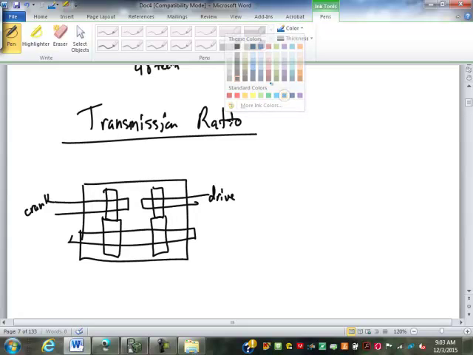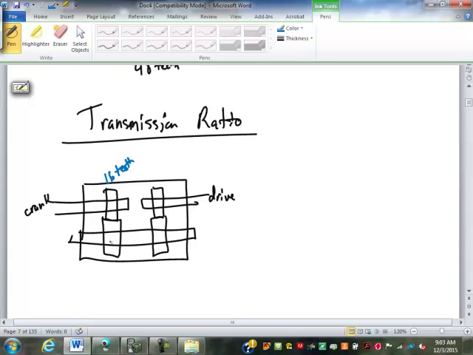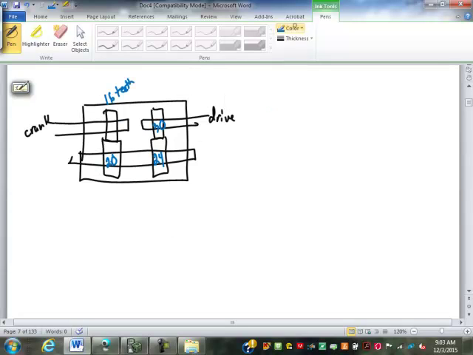And let's say that this one here has 16 teeth. This here has 20 teeth. This one here has 24 teeth. And this one up here has 30 teeth. Our transmission ratio is a combination of two gear ratios. So for these two gears here, which one goes on top, 20 or 16?